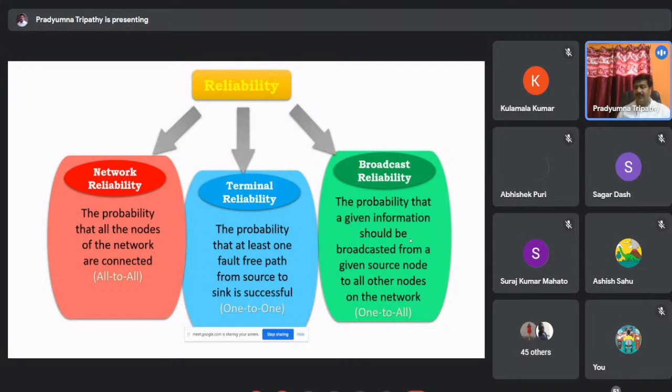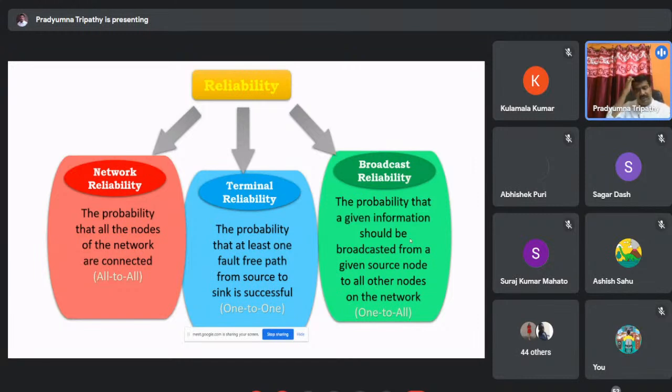Anyway, there are three different types of reliability associated with an interconnection network. The first kind, which almost every network requires, is the network reliability. The network reliability says the probability that all the nodes of the network are connected. Given some nodes and links, some of the links may fail. In spite of the failure, the network should operate and the nodes should be connected. If some of the links have failed and we are still able to connect all the nodes, then we say network reliability exists. If any one of the nodes cannot be reached, then there is a failure of network reliability. So network reliability is all to all. All nodes should be connected to every other node in the network.